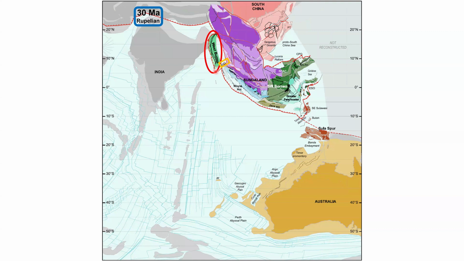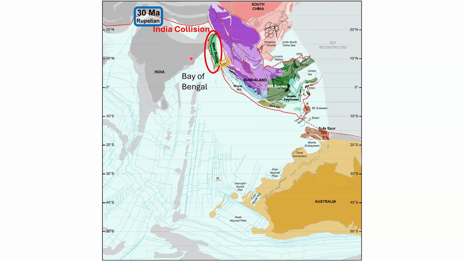What I want to do now is back up a little bit to 30 million years ago. So this was the time when the collision was really getting going in India. There apparently was a bit of a seaway between northeastern India and the West Burma terrain. So the collision is ongoing at this time.